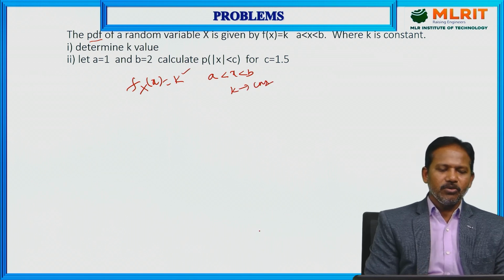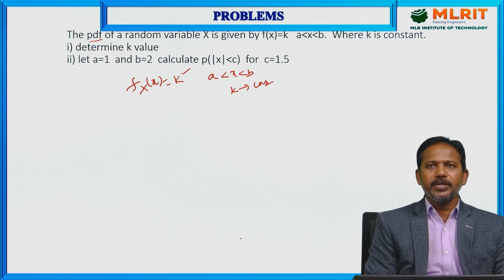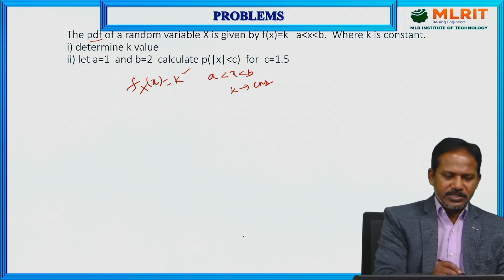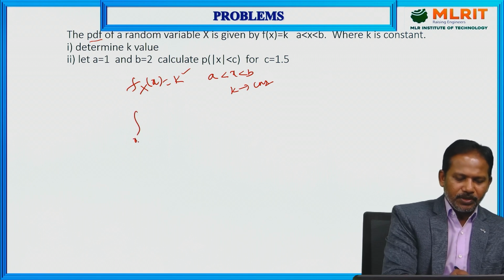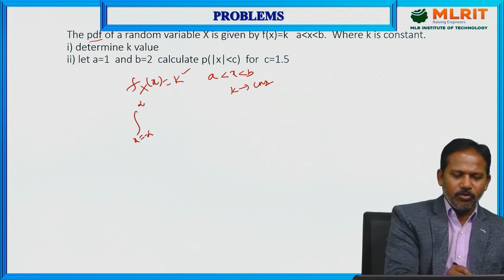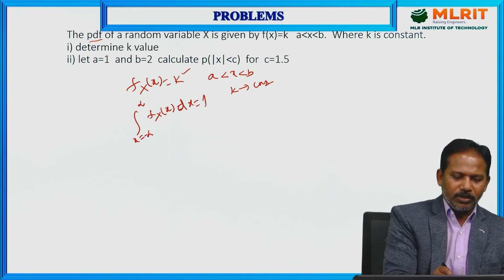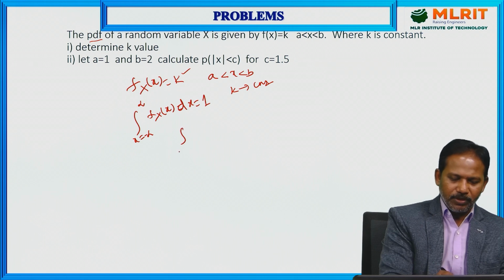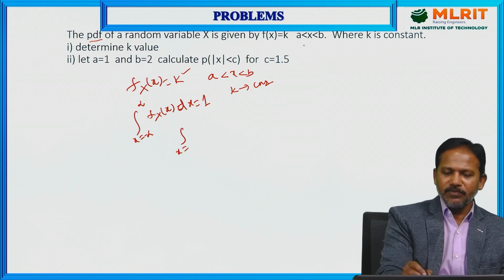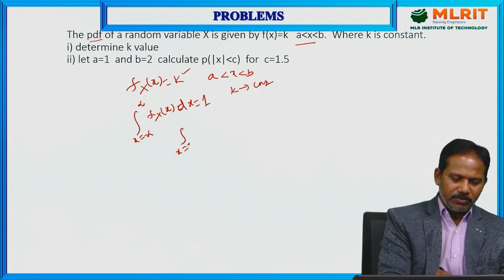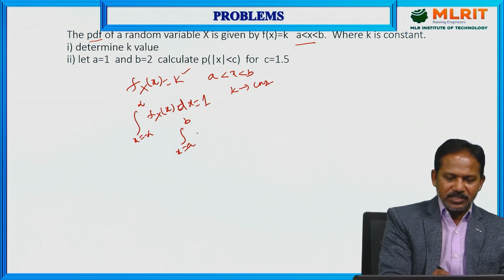If you want to find the k value, we need to use the fact that the area under the probability density function is always 1. That is, the integral from minus infinity to plus infinity of fx of x dx is equal to 1. For the given problem, the range is a to b, so the integral from x equal to a to b of fx of x, equal to k, with dx is equal to 1.